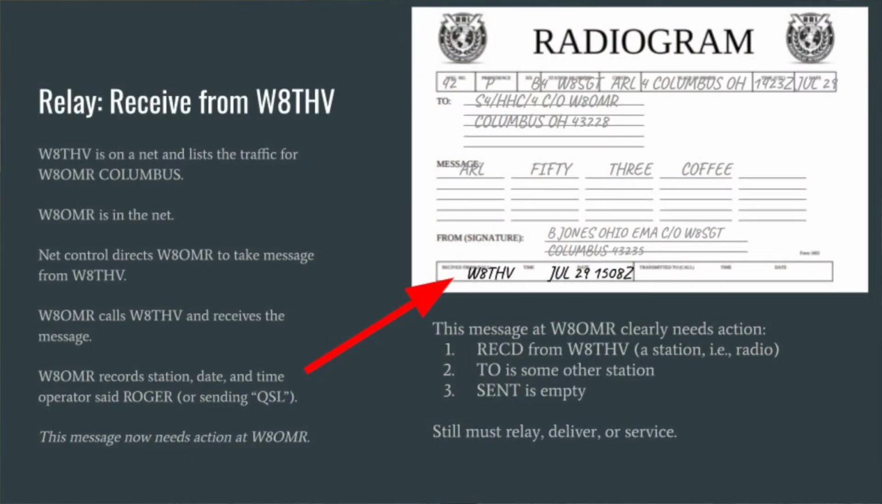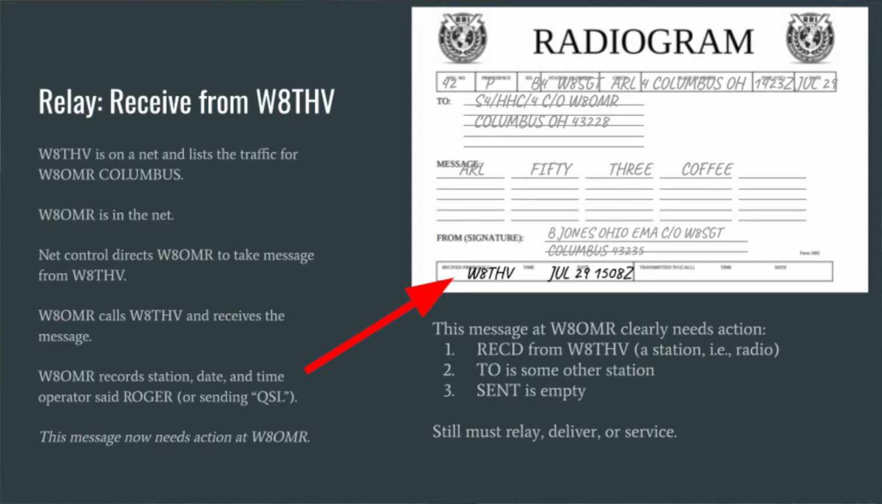Taking a look again at this same process from the perspective of the receiving station, that is W8OMR receiving it from W8THV, it's the same transaction just from the other side. W8OMR calls W8THV to receive the message. All of the parts are in. W8OMR's operator says Roger or sends QSL. The message is now on the station W8OMR.